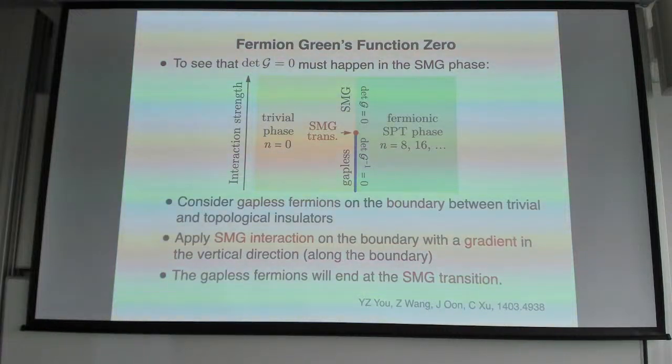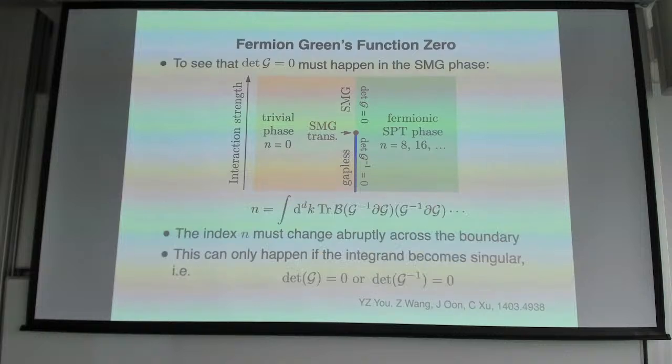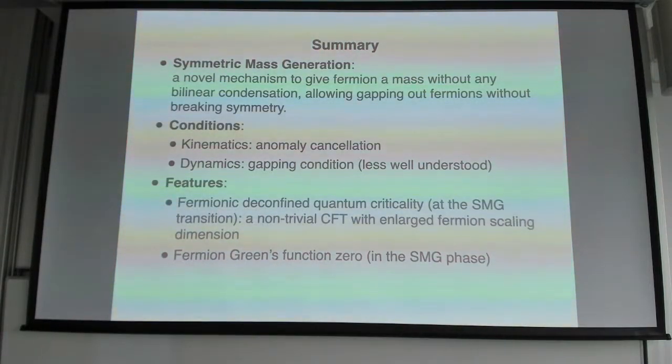I think I'm running out of time, so I will skip the proof. There's a non-perturbative proof using the techniques of topological invariants, and you can show that it's a robust feature. And maybe I go to the summary and open to questions. So in summary, SMG is a novel mechanism to give fermions a mass without generating bilinear condensation, allowing us to gap out fermions without breaking symmetries.